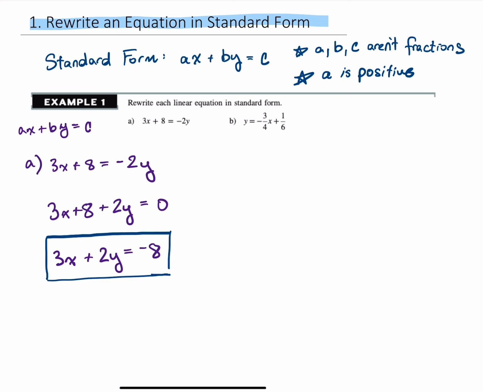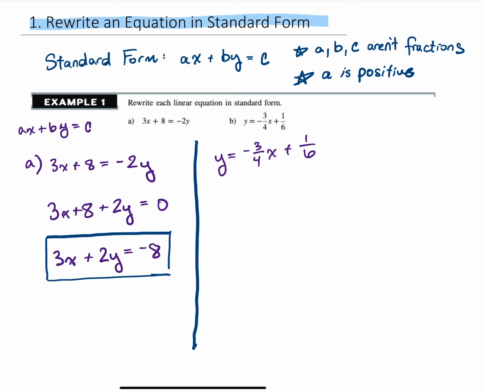So let's try with the second example. Notice this time we're starting in slope-intercept form, which we've seen is a useful form if we're trying to graph a line. But we want to convert it into standard form. So let's get all of our variables on one side and then the constant number on the other side. So since the 3/4 is negative here, let's add it to the other side.